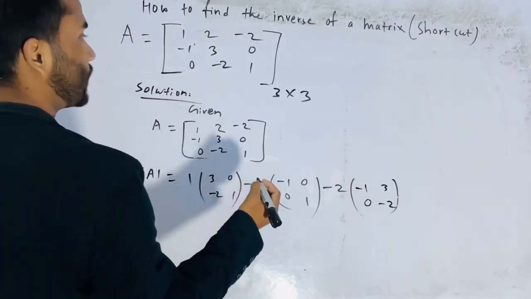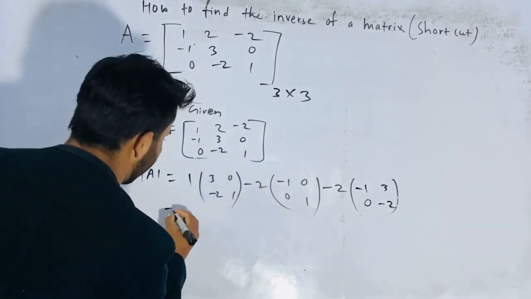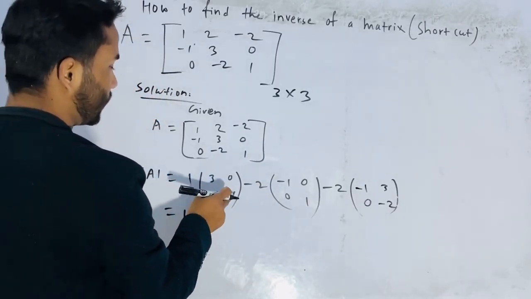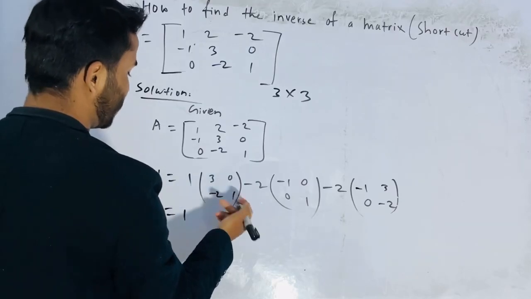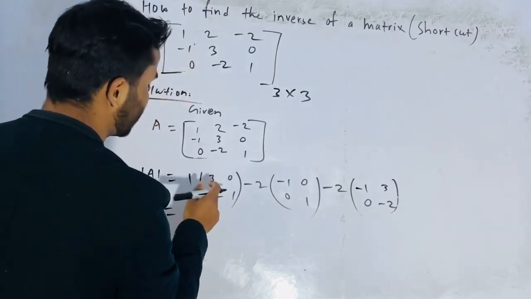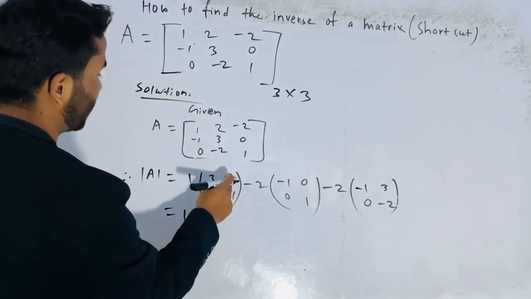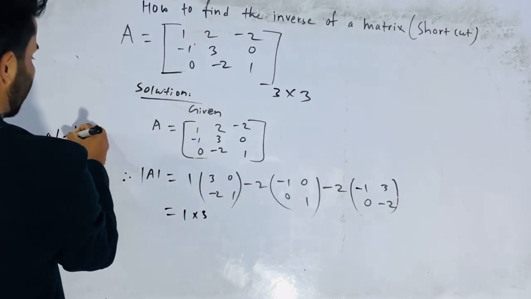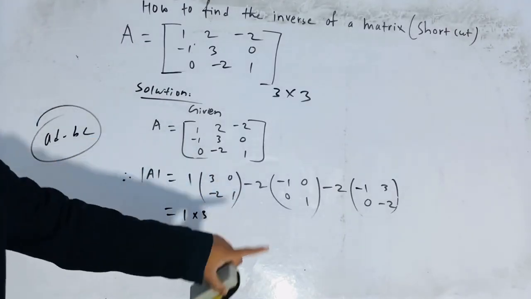By using the formula AD minus BC, we are going to calculate. So AD is 3 into 1, and then minus. Here there is a 0, so it becomes 0. So what will we get here? After calculating, we will get 3. AD minus BC, we have to use this formula here.